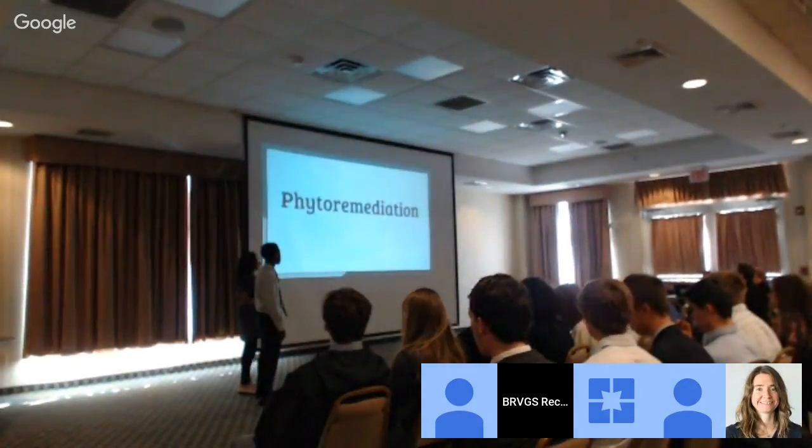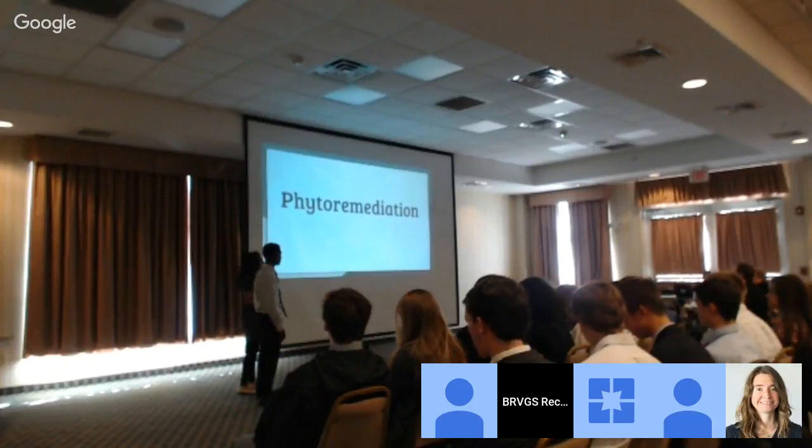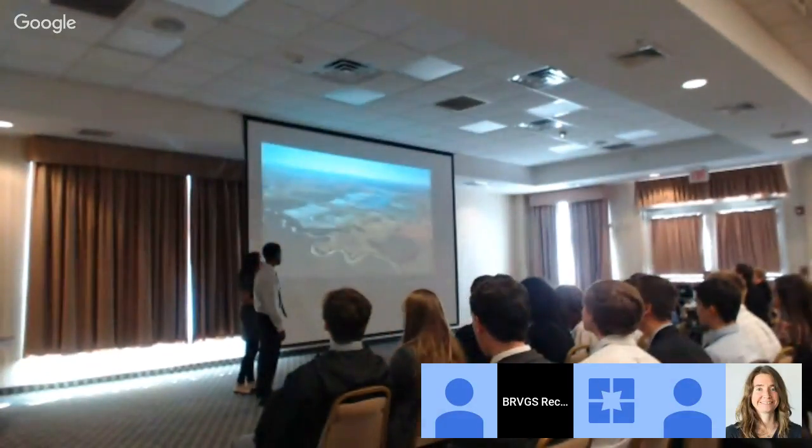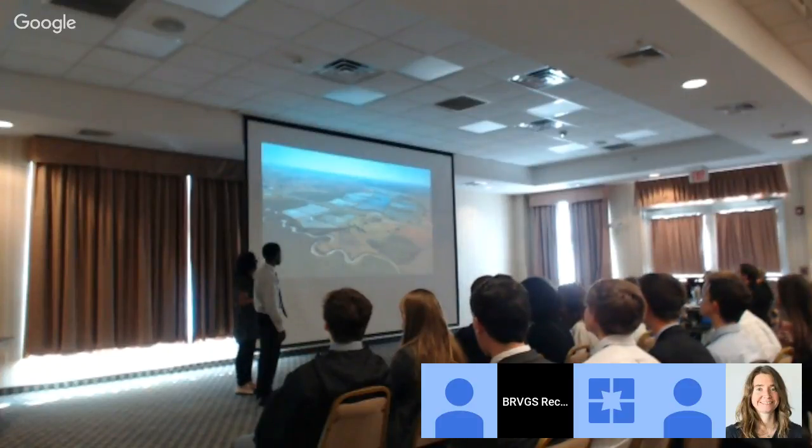Phytoremediation is the process of cleaning soil or water by plants that absorb the pollutants in the water or soil. Here we have an example of the John Bunker Sands wetlands in Texas. The river is diverted through a successive area of plants that absorb the pollutants in the water and make it clean enough to be drinkable at the end.